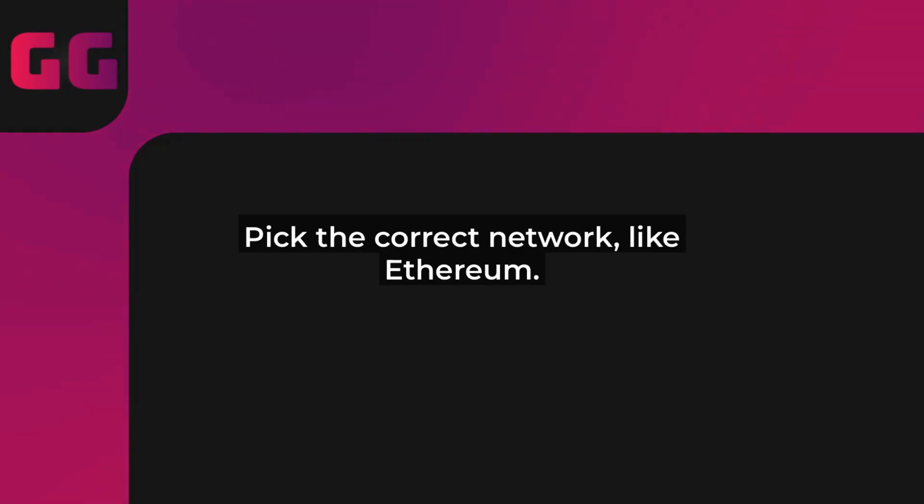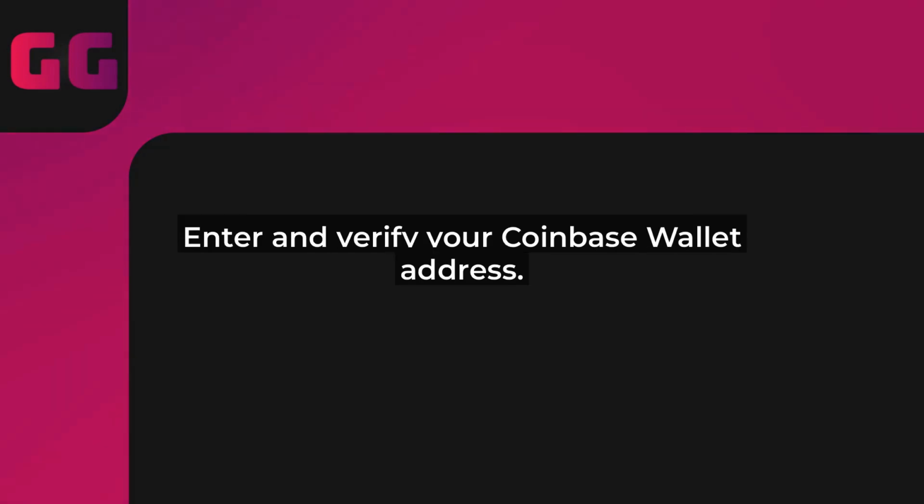Next, in the withdrawal form, choose the correct network. Chainlink usually runs on the Ethereum network, so select that to ensure compatibility with Coinbase Wallet. Then, paste your Coinbase wallet address into the recipient field. Double-check this address. Crypto is unforgiving if you enter it wrong.